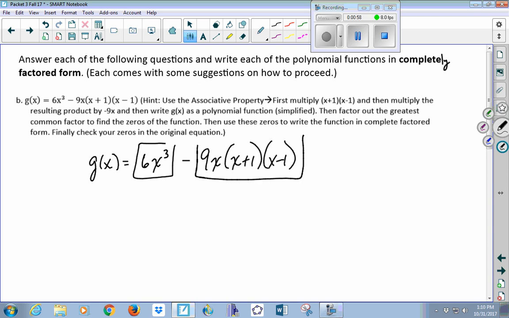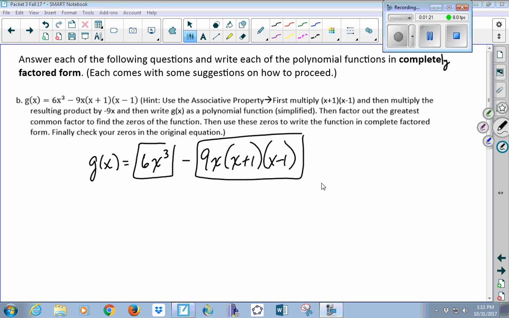So as it's written, this is a subtraction problem. And our job is first to get this in polynomial form and simplify each one of these boxes. Well, the first one's already done for us. It's 6x cubed. So now we need to multiply out these factors here. Now, this is an area of math that sometimes students get very confused with. So I just want to review for you really quickly the associative property.